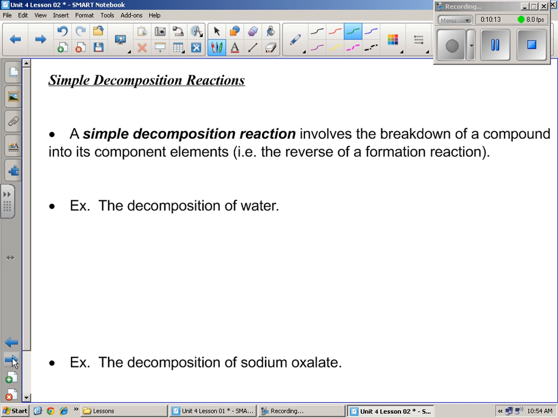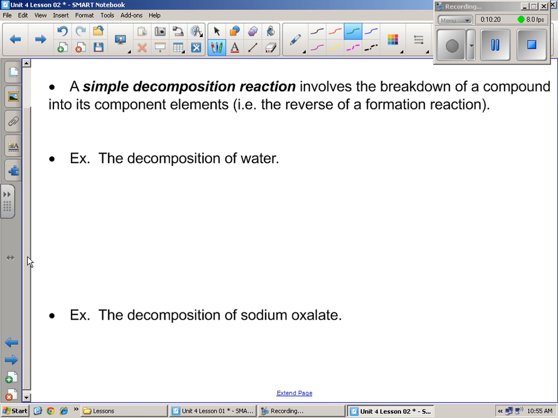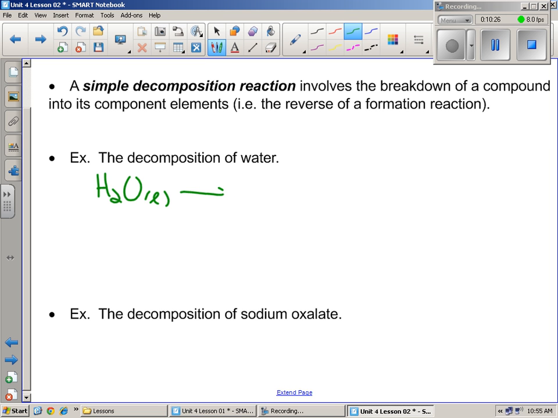Decomposition. Hey, if you can do formation, Jack, you can do decomposition. That's a fact. Okay? So, decomposition, opposite. Decomposition of water. Water is a liquid, by the way. When you break down water, the first thing that happens is you get water steam. If you kept on heating that a lot, you would get hydrogen gas and oxygen gas.